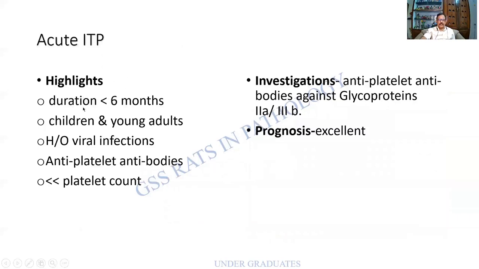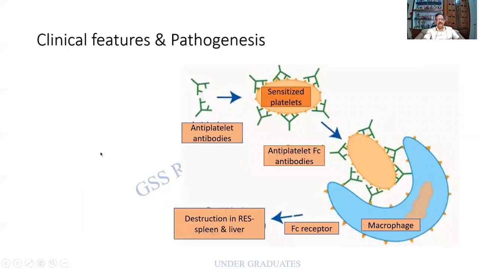So what are the highlights of it? The duration is less than 6 months, more common in children and young adults. It can follow viral infections. Antiplatelet antibodies are found, and there is a marked reduction in the platelets. I think a simple list which we can very easily memorize. The investigations will be to look for antiplatelet antibodies against the glycoproteins 2A and 3B. The prognosis as such is excellent. With supportive treatment, the patient will be recovering. So this is acute ITP, more commonly seen in children.